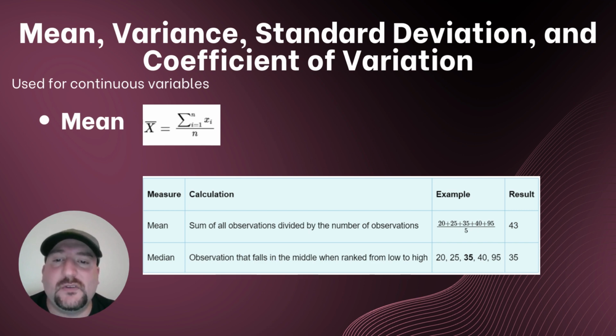To show the difference in the mean and the median, this table shows the age of five respondents, and they are 20, 25, 35, 40, and 95. Although four of the five respondents are 40 years or younger, the mean indicates that the average age of the person in the example is 43. The median, on the other hand, gives a better idea of someone in the middle of the group.